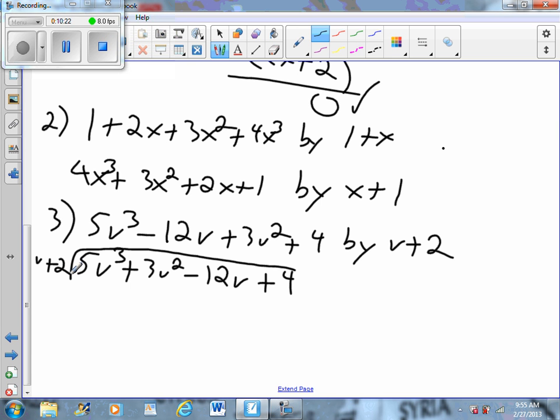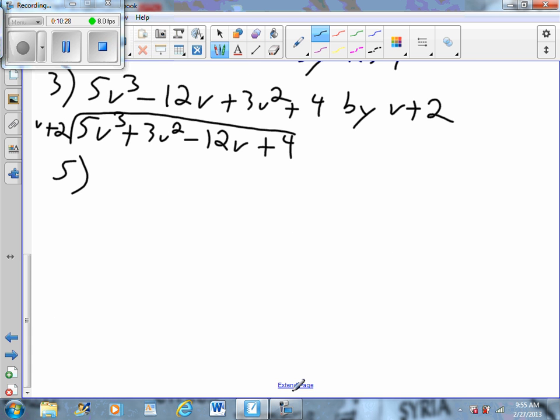Let me look at number 5. I'm going to jump down to number 5 here, okay? Because you've got to be careful with this. 4x to the 4th minus 3x to the 3rd minus 1, divided by x minus 1.